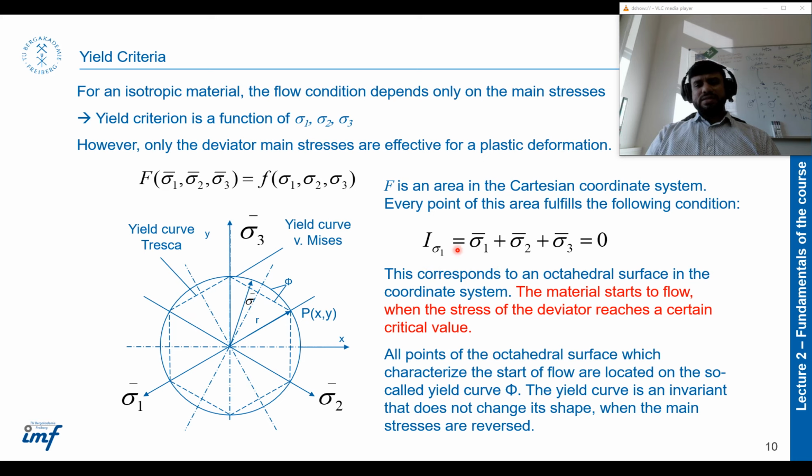This condition corresponds to the octahedral surface in the coordinate system, which we can see here, a more circular shape. The material starts to flow when the stress of the deviator reaches a certain critical value. So when the deviatoric stress, which we will look into on the next slide, is higher than any of these points mentioned in these two curves by the von Mises criteria or Tresca criteria of the flow, then the material will start to flow. All the points on the octahedral surface which characterize the start of the flow are located on the so-called yield curve. So one is the Tresca yield curve.